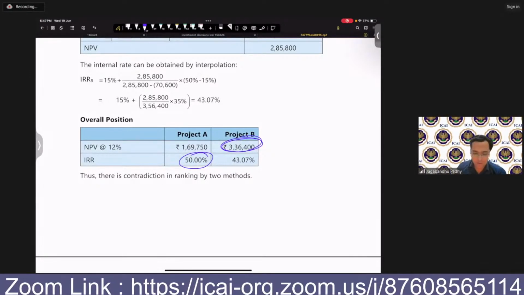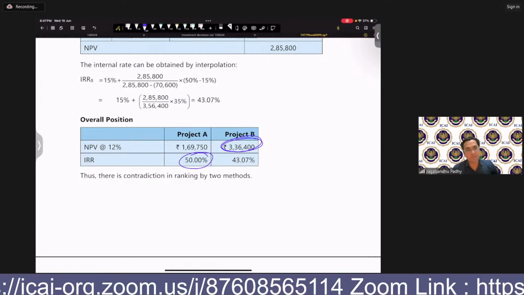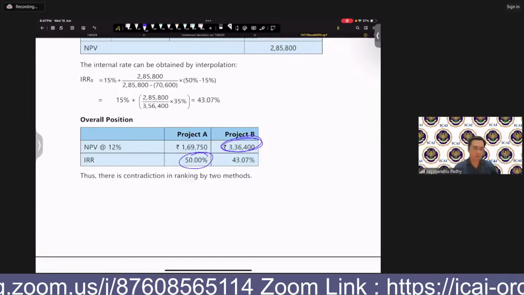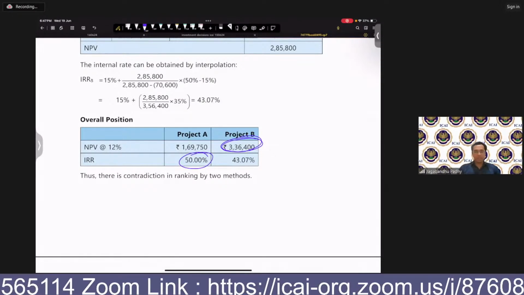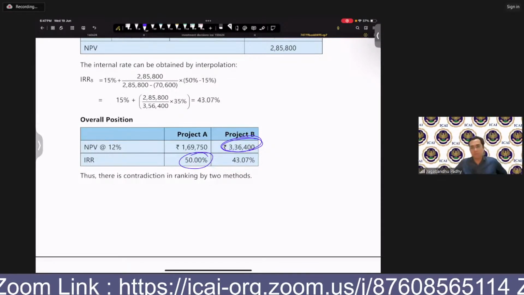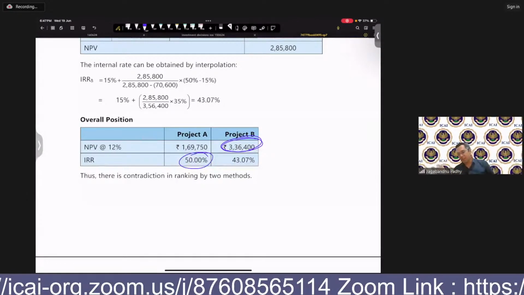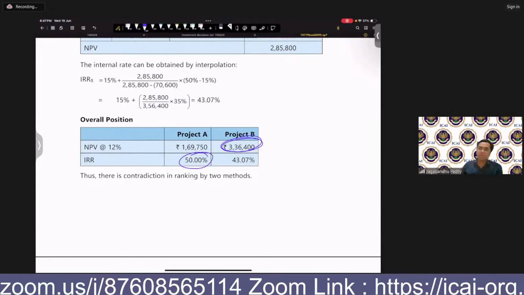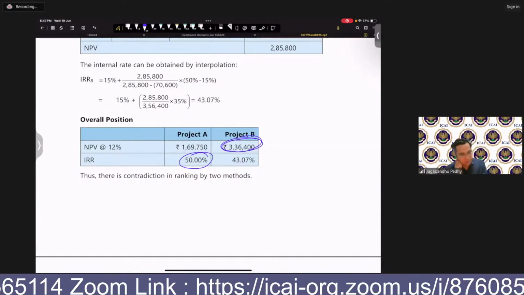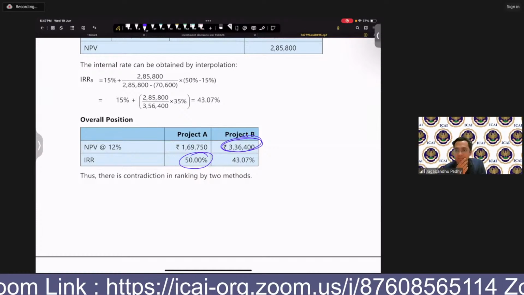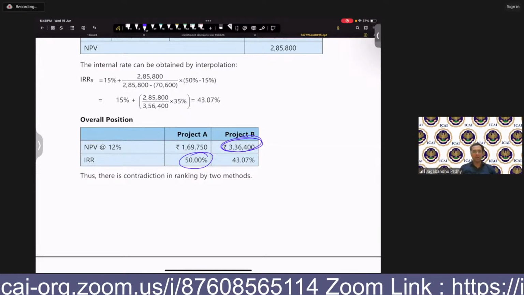Now, what do you feel? Which method should we really follow? Should we listen to the conclusion of NPV, or should we listen to the conclusion of IRR when there are contradictory results coming from both the methods? What is your take on it? Both of them are giving me contradictory results. IRR is telling me to accept project A, NPV is telling me to accept project B. So which one should I really select? What do you feel, guys? I expect an answer from you. What should be our decision?